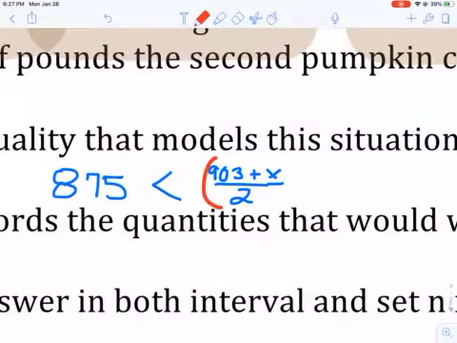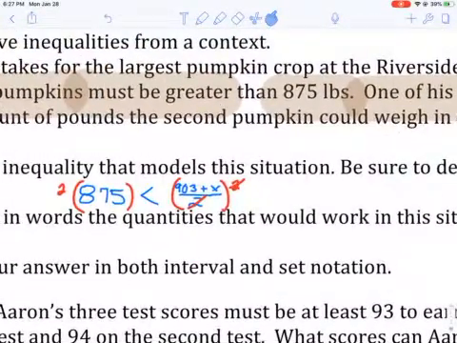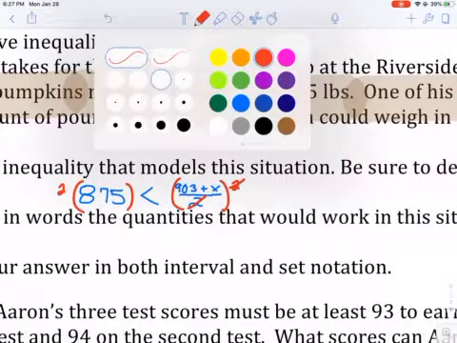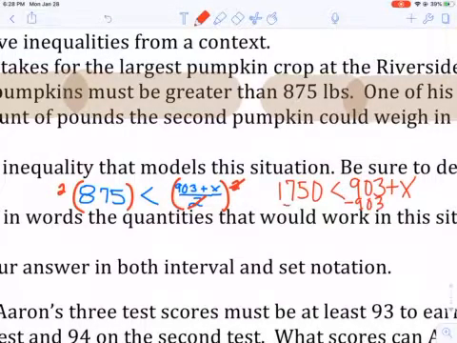So first thing I'm going to do is multiply each side by 2. That cancels it out. I get myself a nice 2-step. Actually, it's probably only going to be a 1-step inequality by the time I'm done with it. 875 times 2 will give me, let's see, 1,750 is less than 903 plus X. Now to get X alone, just subtract 903 from each side.